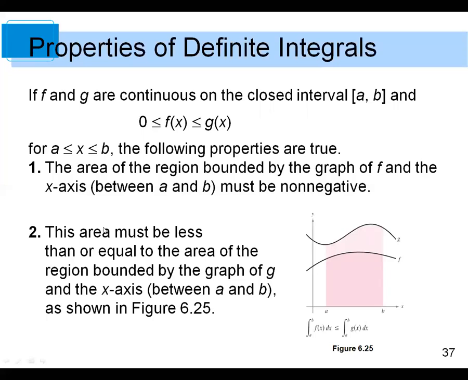Second, the area must be less than or equal to the area of the region bounded by the graph of g. So since f is lower than g on the whole interval, its area or its definite integral must have a value less than or equal to the value of the definite integral of g. Down here, the definite integral of f is less than or equal to the definite integral of g, because the graph of f lies below the graph of g, and both graphs are above the x-axis.